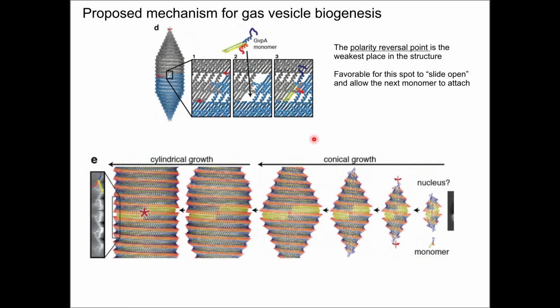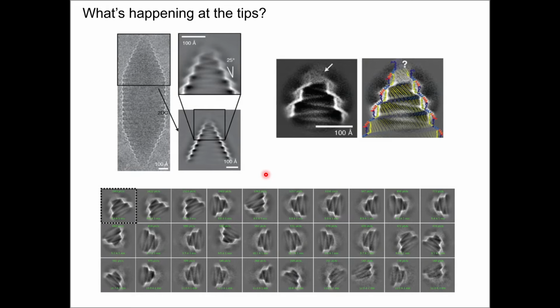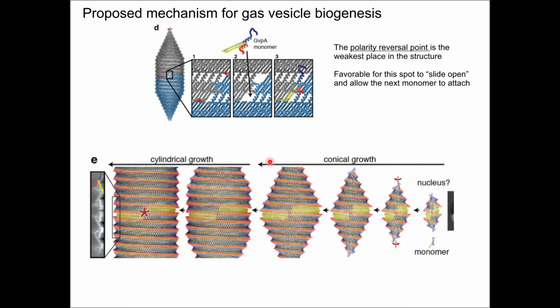And they propose this mechanism of biogenesis where there's some kind of nucleating event that starts off with a very small spindle formation, and as it grows, it adopts more of this cylindrical conformation with the seam always at the middle. Then again, I guess you have to close the vesicle, but what's going on at the tip of the column?